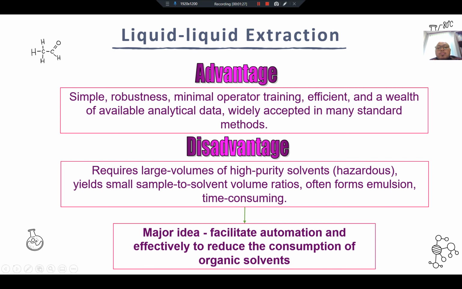Okay, it yields a small sample to solvent volume ratio. So sometimes you look at the KD or KP. It can yield a small sample to solvent volume ratio. We need to use a larger volume, but we can only extract a small amount of sample. Also, it often forms an emulsion.